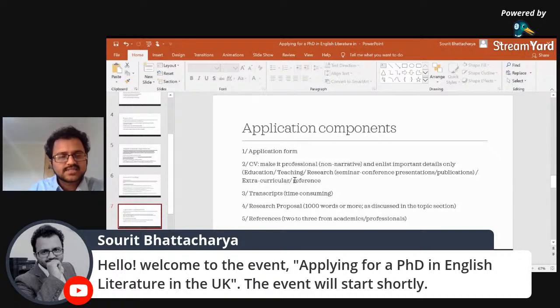And of course, at the end, add a couple of references. I'll talk about it later as well, references. So this is the second component.